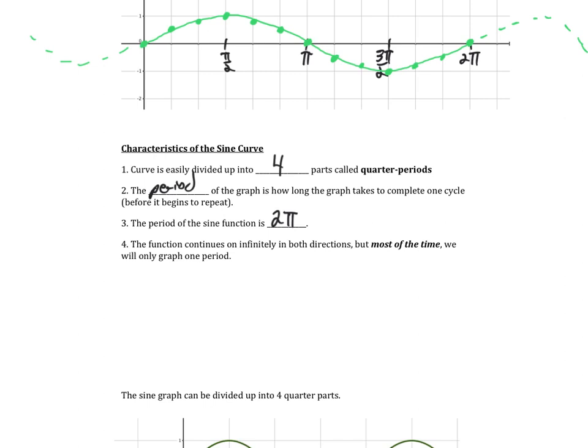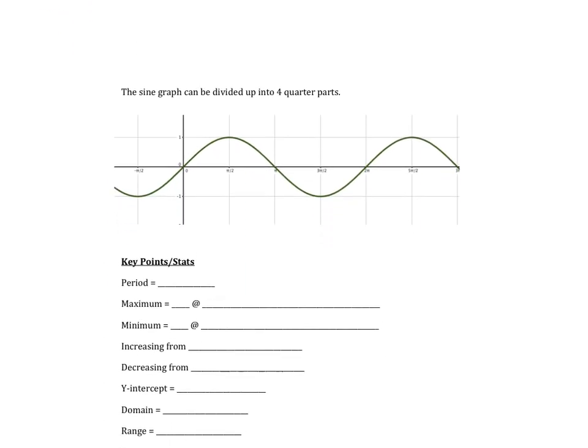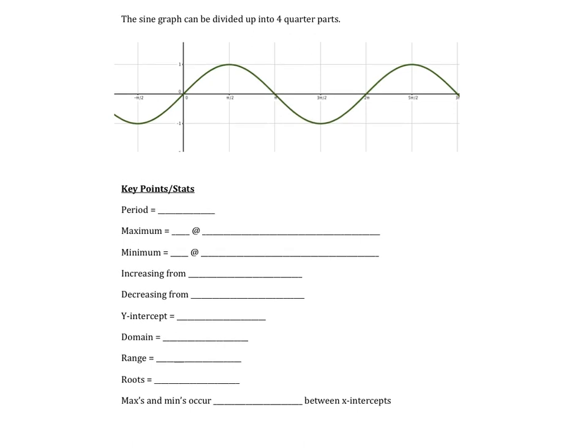Okay, and I wrote here in 4, the function continues on infinitely in both directions. That's really important. It goes on forever, but most of the time we're only going to graph one period. So you only need to graph that solid green part. You don't need to keep on going or put arrows. You can just put basically endpoints at the graph, and we both will know that the graph should be continuing. Okay, so here's a computer generated graph of all this stuff here.